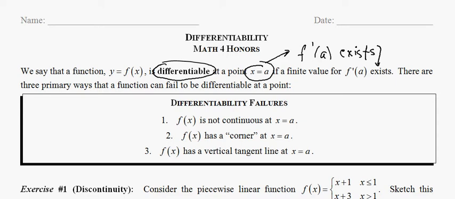The function has a "corner" at x equals a. Notice that corner is in quotes because we really haven't defined what a corner is. And finally, f of x has a vertical tangent line at x equals a. This might be the one that makes the most sense to people, because if you have a vertical tangent line at a particular x value, then its slope wouldn't exist, and therefore the derivative wouldn't exist. But all in good time.